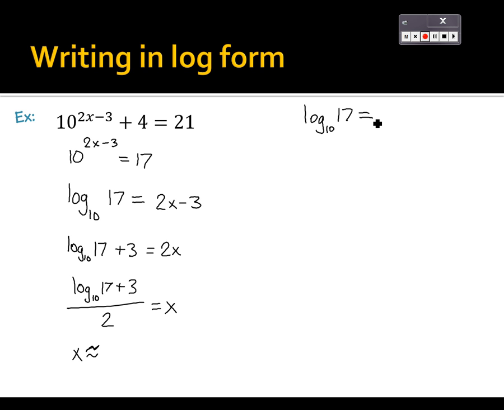Anyway, so figure it out, right? Then we get, add 3 and divide by 2. So plus 3 divide by 2, 2.115 approximately. Yeah, 2.115 approximately. Is that okay? Can you reason through this?